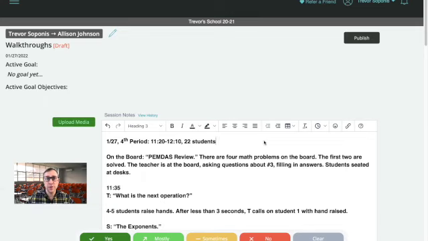The first thing you'll notice is that we like to provide a quick orientation. What's the date? What's the period? When is it happening? And how many students are in the room? The second thing you'll notice is that we look for clues as to what's happening in the room. In this case, we see PEMDAS review written on the board alongside 4 problems, the first 2 being already solved, and we notice that the teacher is at the board and the students are seated at their seats.